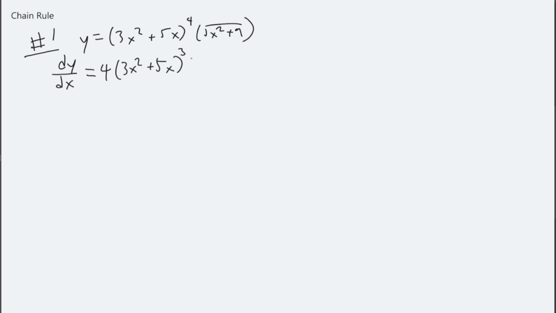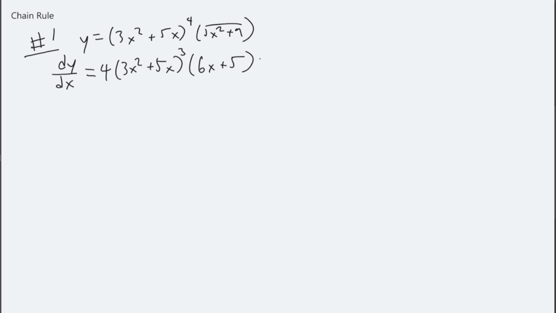And then we're going to take the derivative of the inner function. If you take a look at this part right here, it's just going to be 6x plus 5. And that's the inner function. Also remember that we have to apply the product rule here. So the derivative of the first function, this is the first function, and this is the second function. That's our product rule.